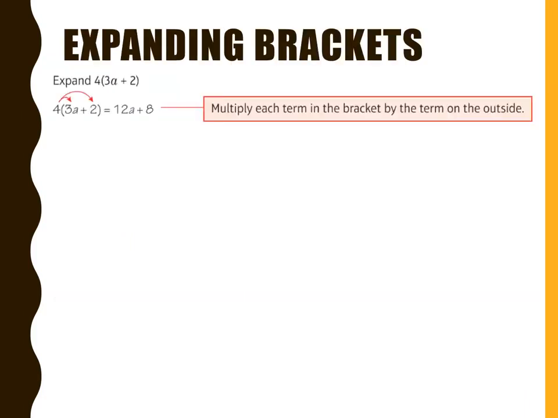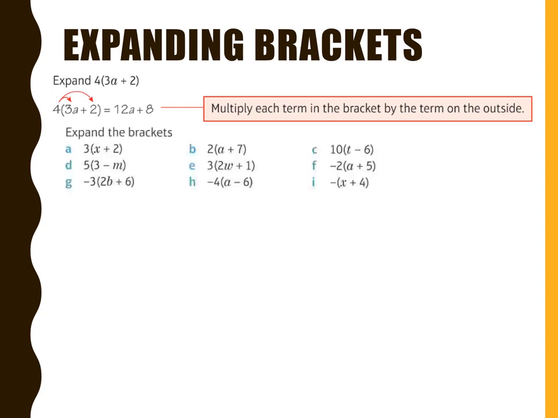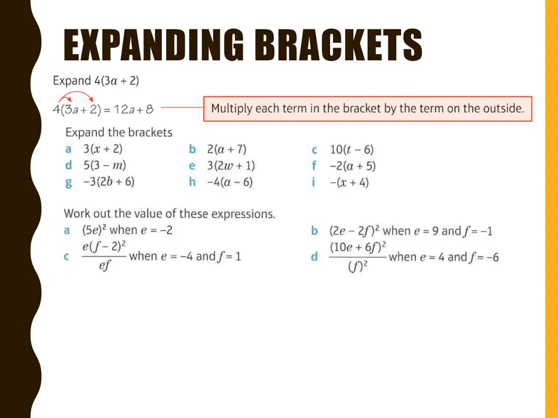Expanding brackets. If you were asked to expand this bracket, 4 in brackets 3a plus 2, what you're trying to do is multiply this factor with all the terms inside the bracket. So in this case, it's going to be 4 times 3a, which is 12a, and 4 times 2, which is 8. I want you to expand these brackets. Be careful with these negative numbers here. There's a negative number outside. Be careful with them. And then work out the value of these expressions.